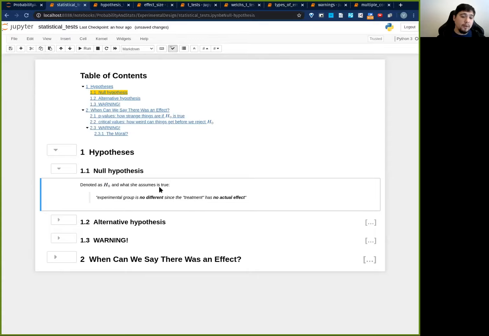So that's kind of saying, oh, the null hypothesis. And this is actually important. I would say, even as a data scientist, write out the null hypothesis, make sure it's clear what the hypothesis is.